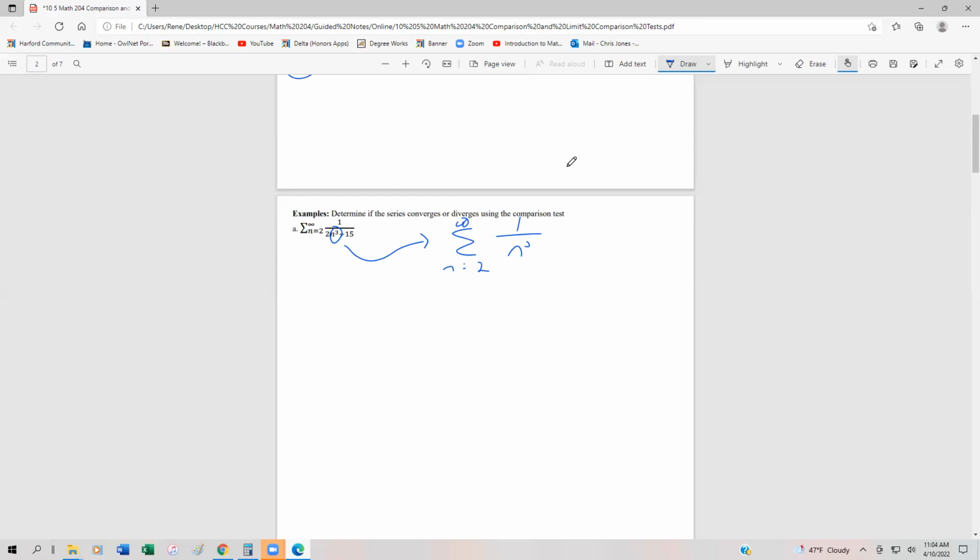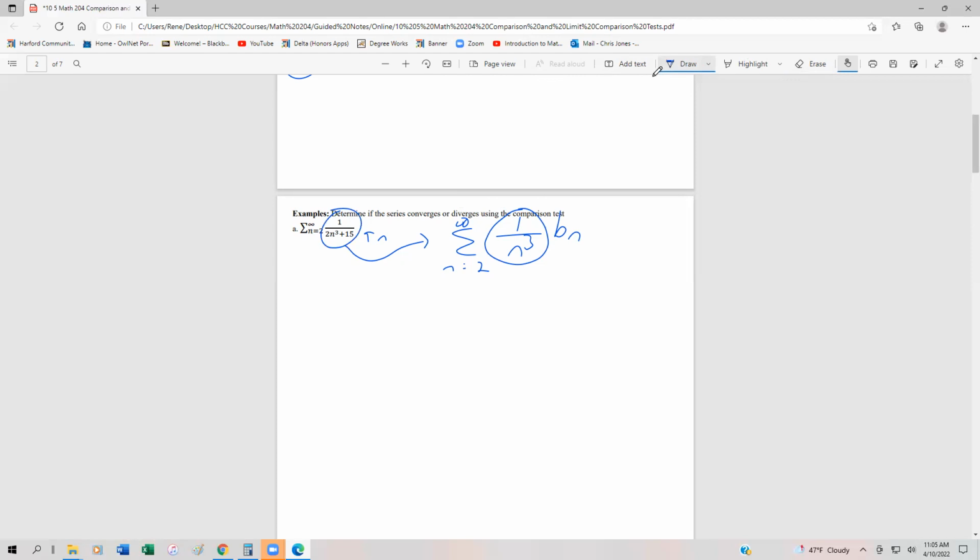All right, so again, I really don't care too much about that 15 and that 2 in the denominator, because as n goes towards infinity, they really don't matter too much. Now this is going to be b sub n, the compared series. This is going to be a sub n, the original series.